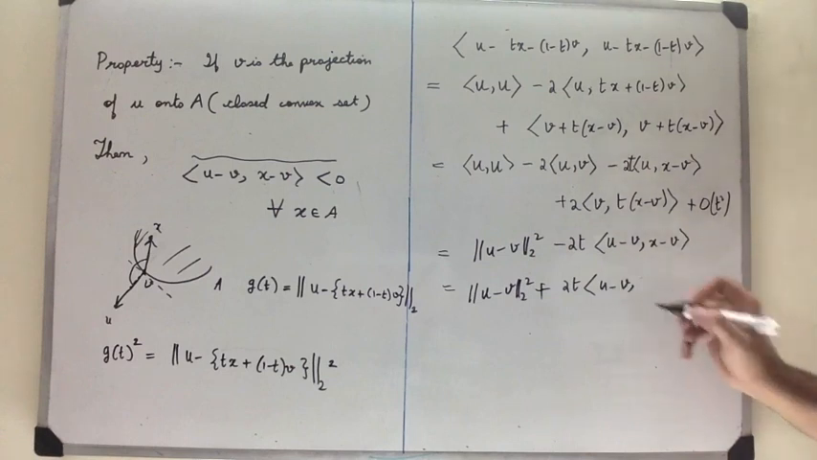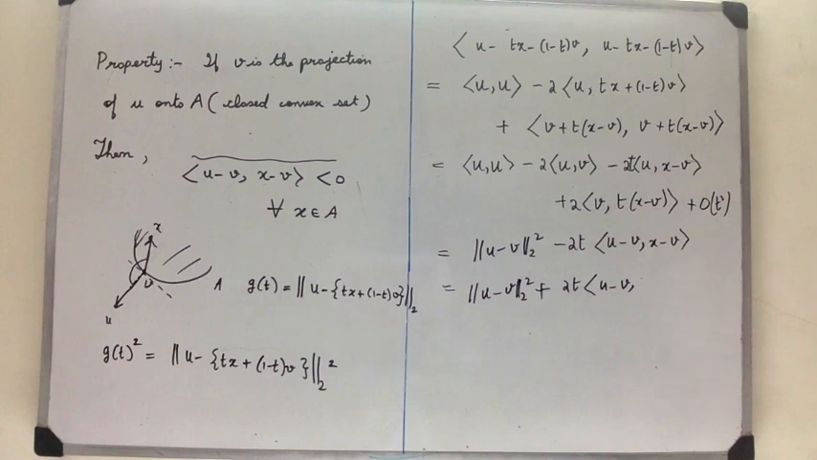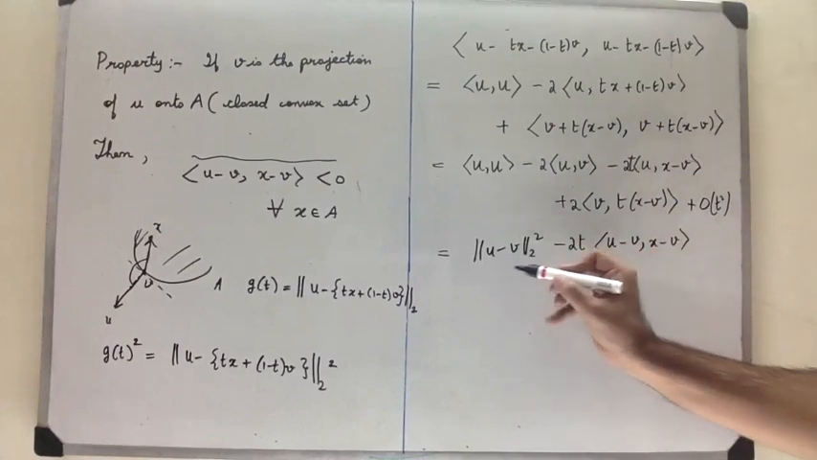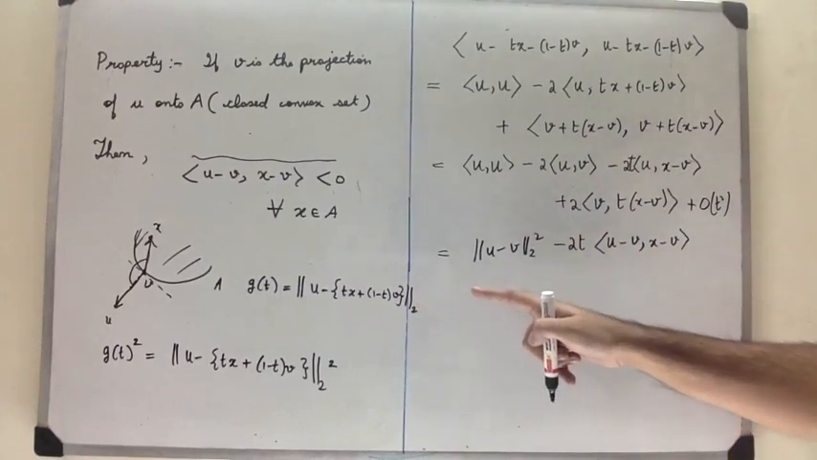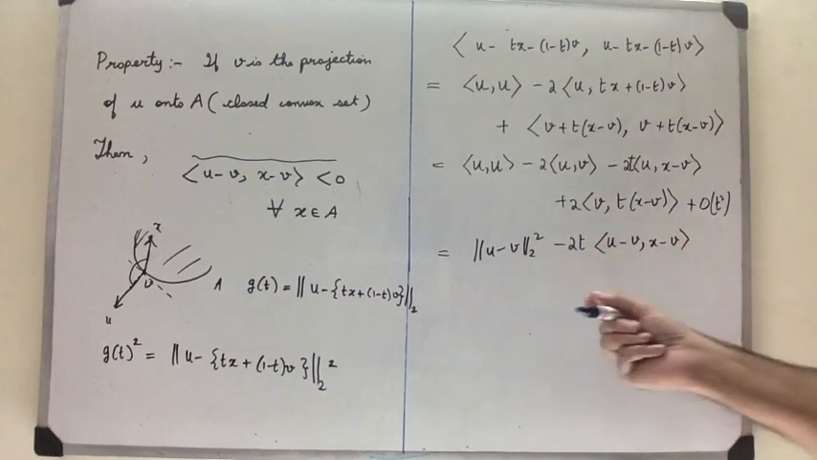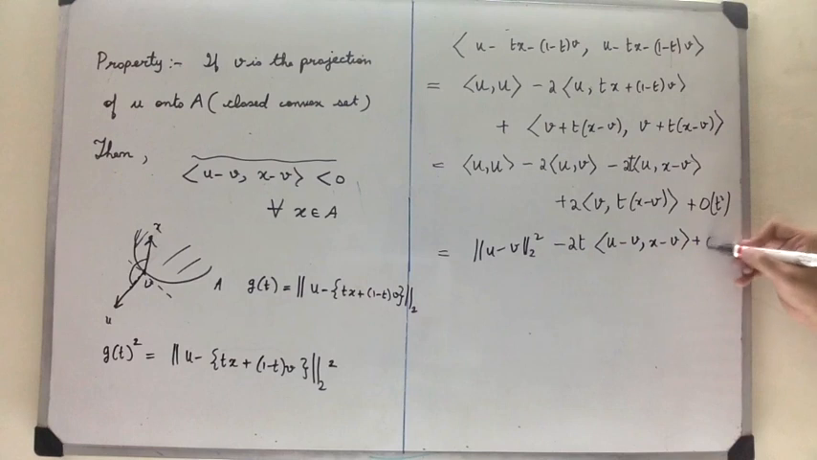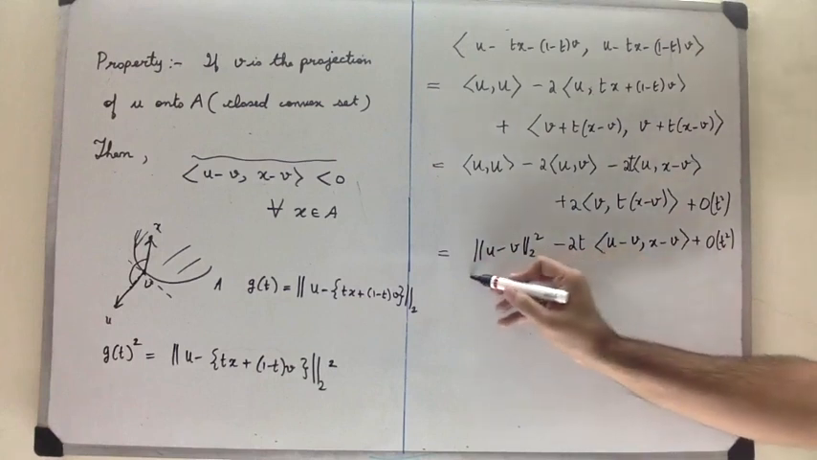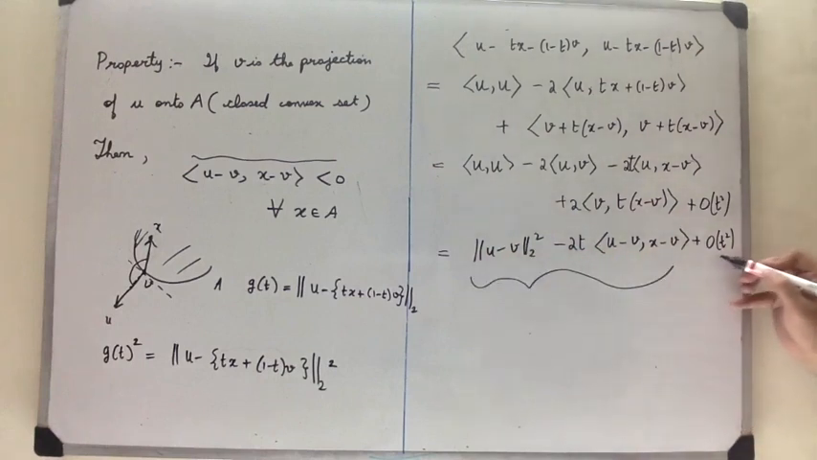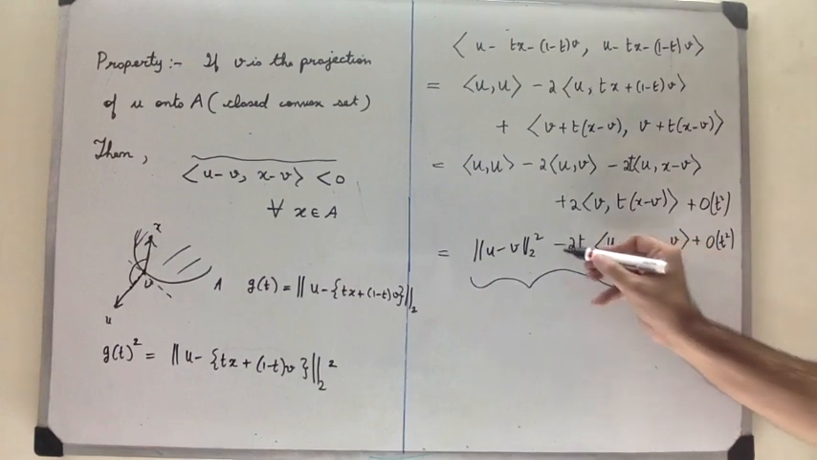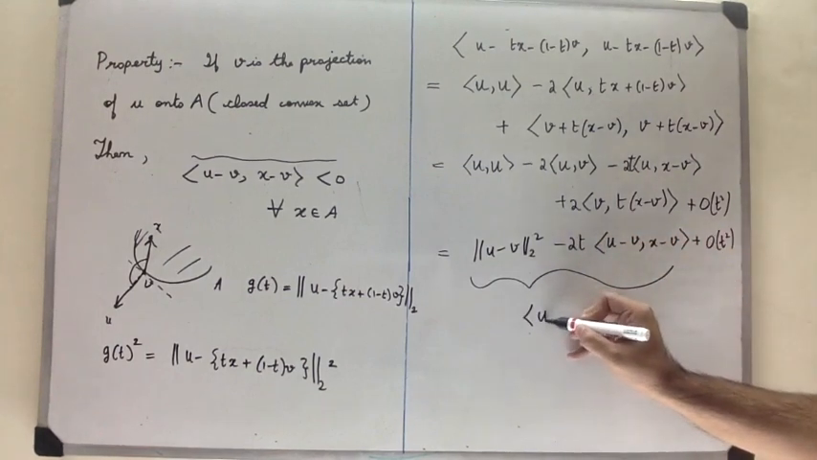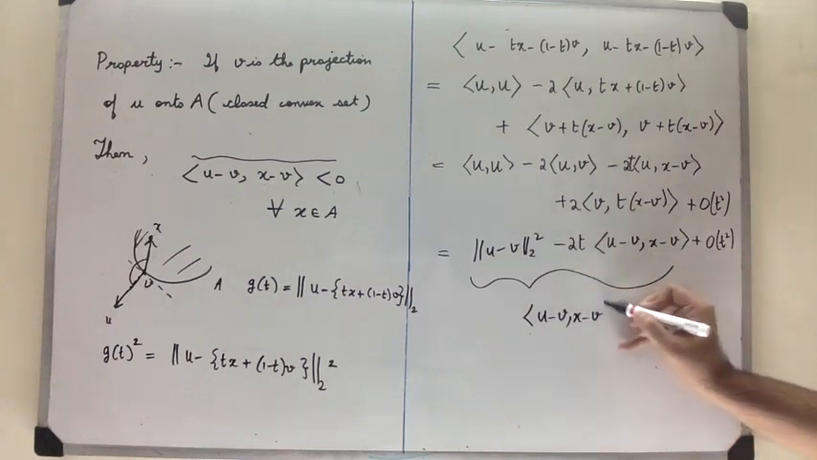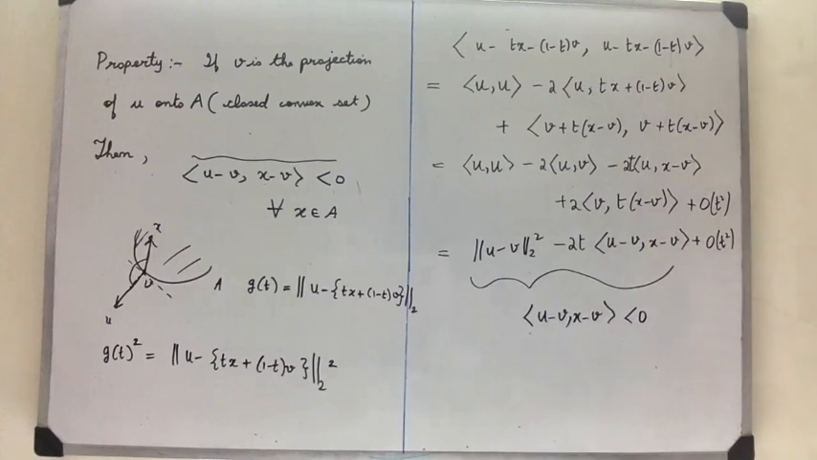Oh, so we don't need to change the sign. So basically, because g of t has a minimum at t equal to 0, for an extremely small movement t along the x direction, this quantity has to increase. So we are neglecting the order t square term. Because this is negative, this in turn means that it has to be less than 0. So we are done with our proof of this particular property.